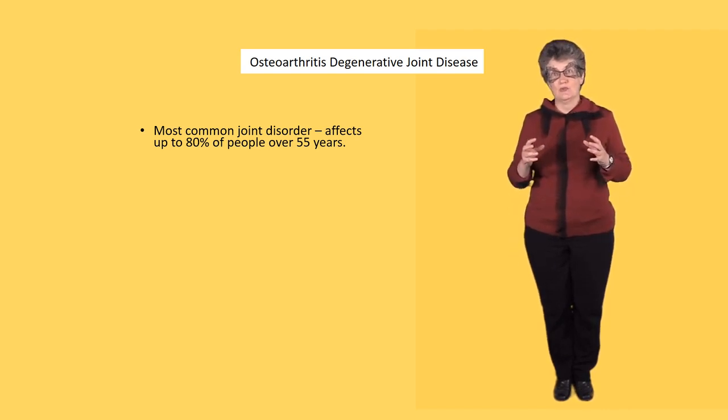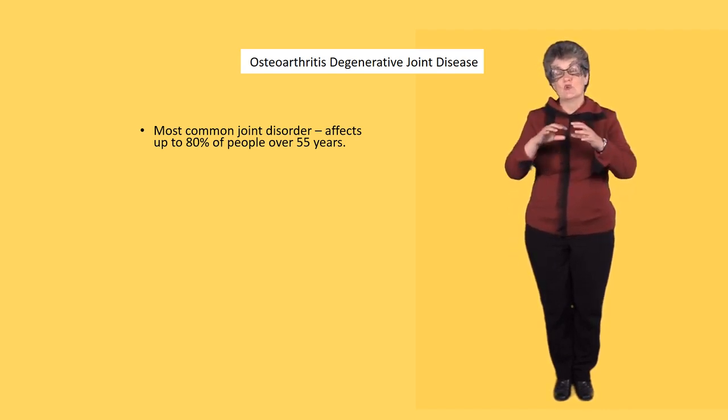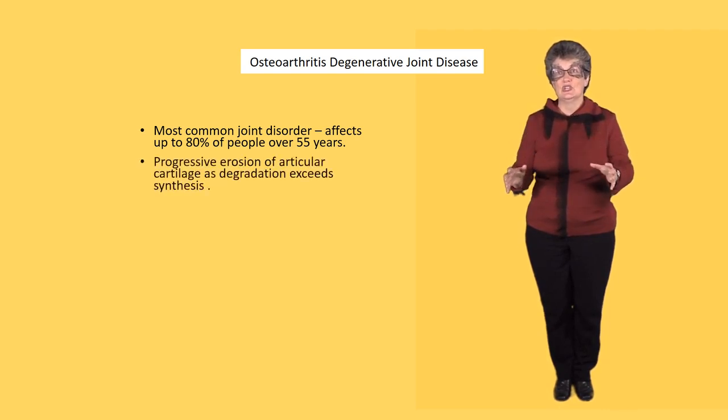In osteoarthritis, what we get is progressive erosion of the articular surface, the articular cartilage. This happens because its degeneration exceeds the rate that synthesis happens.